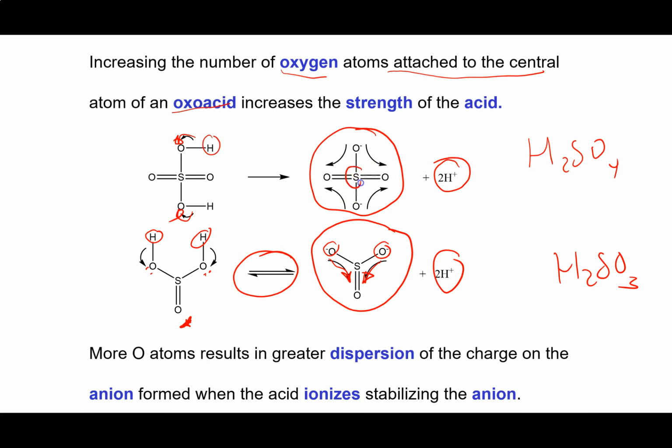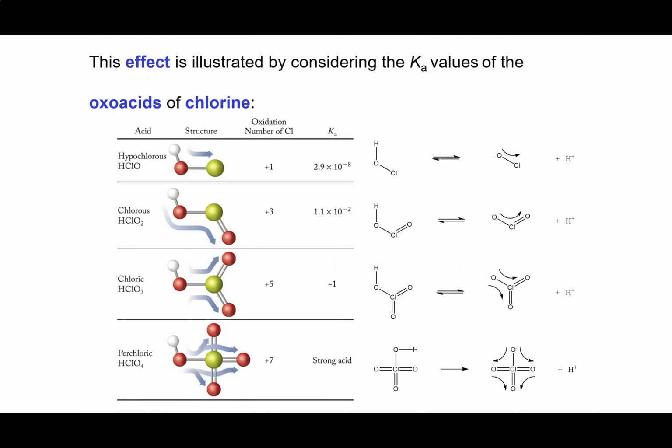So the question now is, does the nature of the central atom in the middle of the oxo anion have any effect on the acidity of the compound? So we're going to look at a series here of oxo acids that all have chlorine as the central atom. And they illustrate nicely this idea about how the negative charge that is formed on the anion stabilizes and increases the strength of the acid.